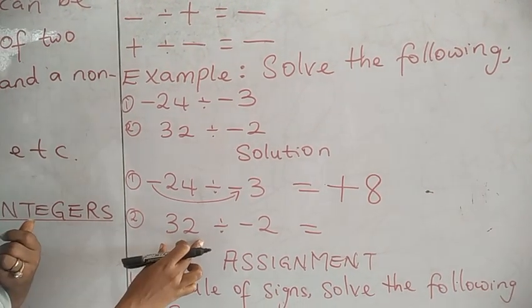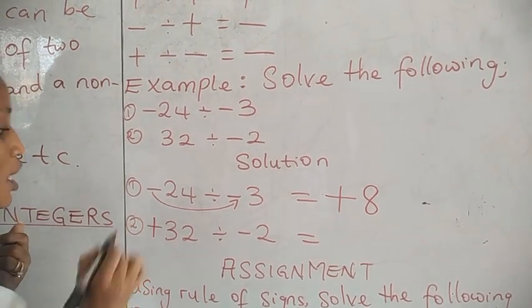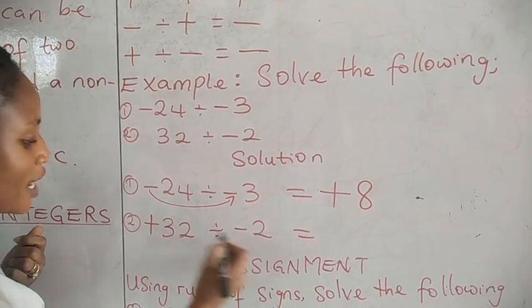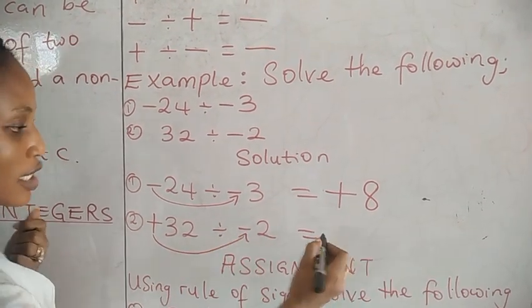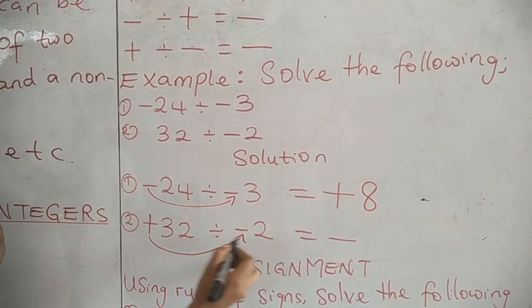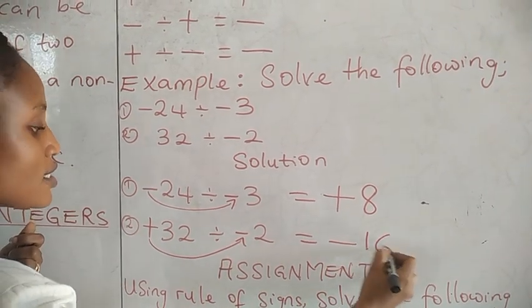Now to the next question. 32 is the same thing as plus 32. You can decide to put your plus, then your plus divided by minus gives a minus. 32 divided by 2 gives 16.